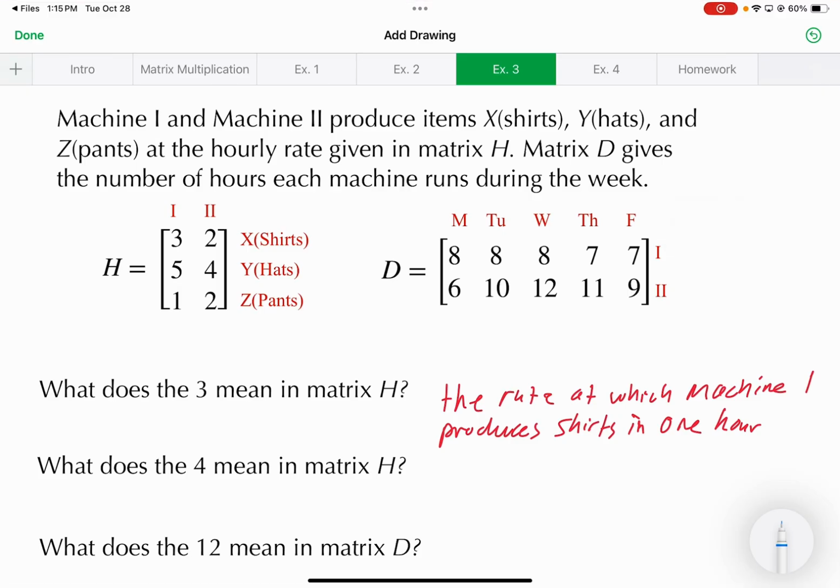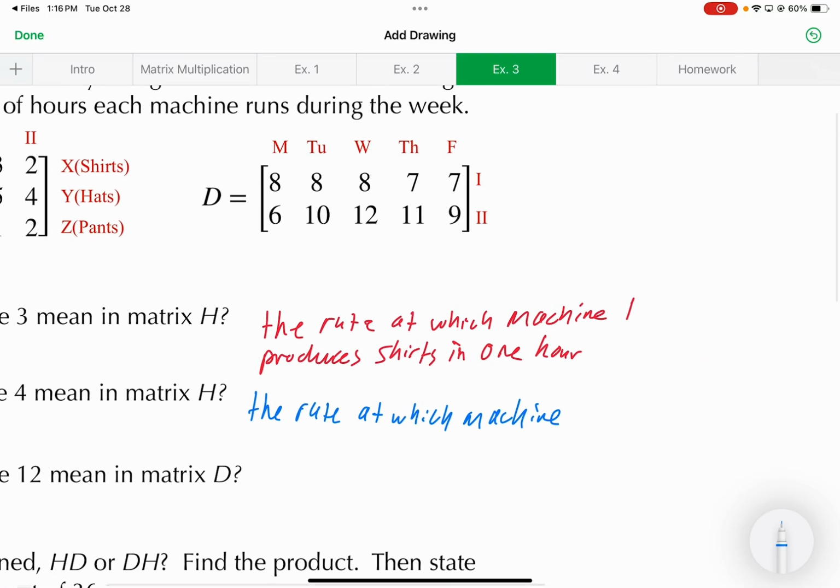So it's the rate at which machine 2 can produce hats in 1 hour, right? Good. So the rate. I was just so ready to talk about matrices today. I forgot. Machine 2 produces. What are we doing? Hats? Okay.